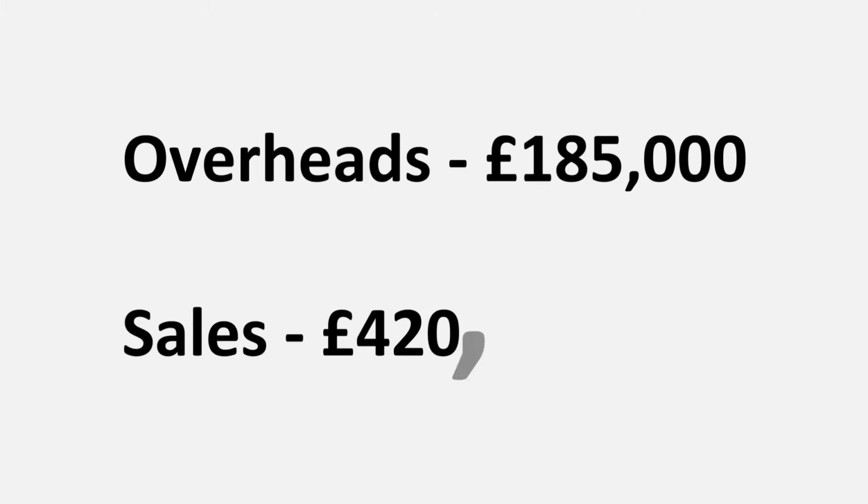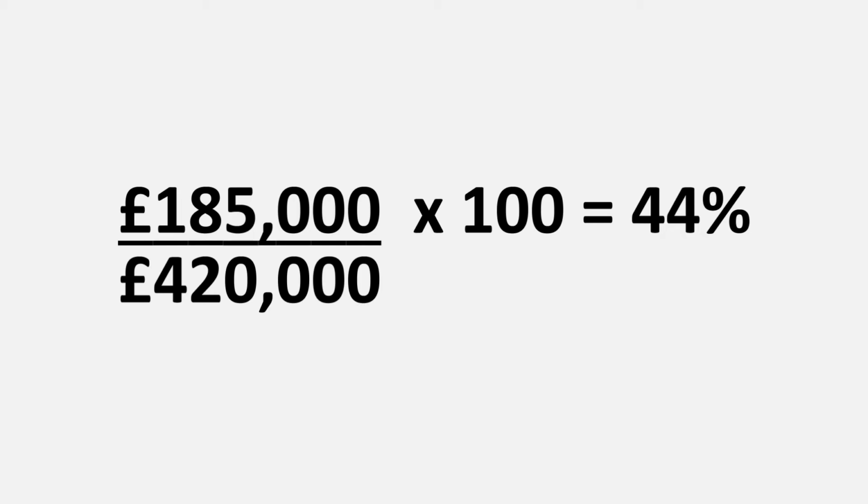First of all, total overheads. Now, your total overheads include things such as rent, rates, electricity, travel expenses, that sort of thing. Now, let's assume that your total overheads in this case come to £185,000. Your sales are £420,000. So it's 185,000 divided by 420,000 times 100 equals 44%.